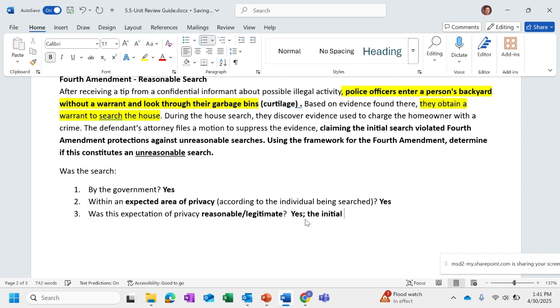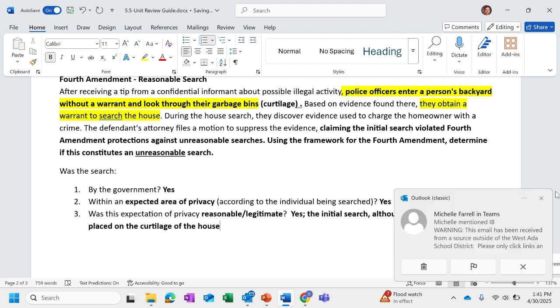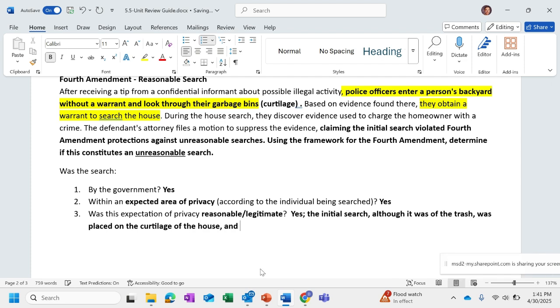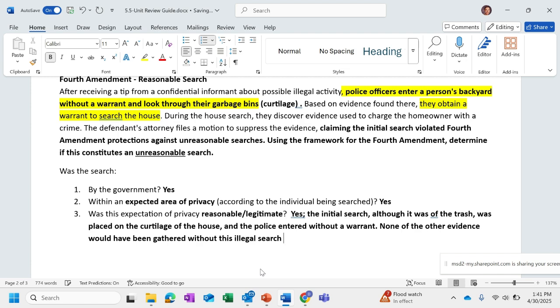The initial search, although it was of the trash, was placed in the curtilage or on the curtilage of the house. Okay. And the police entered without a warrant. And then the other thing we have to think about is none of the other evidence would have been gathered without this illegal search. So that would be another issue as well.